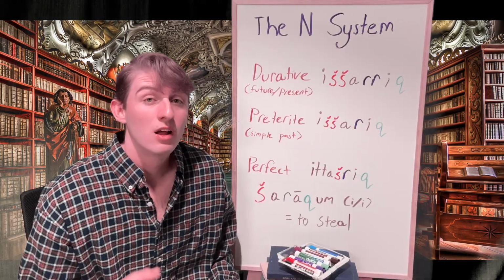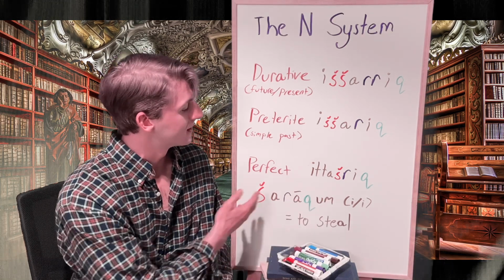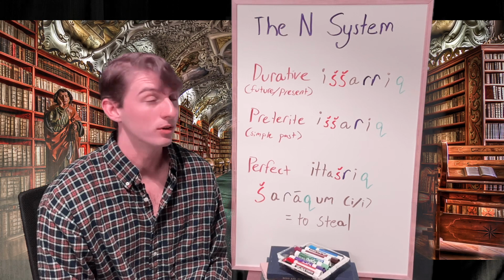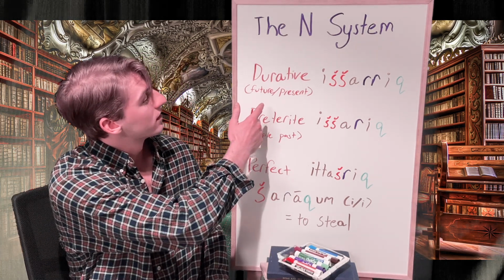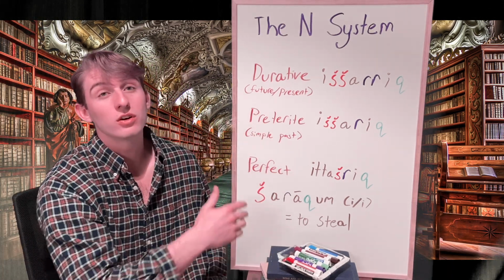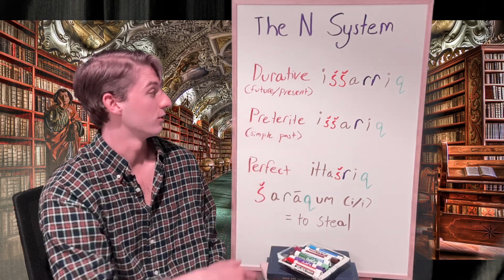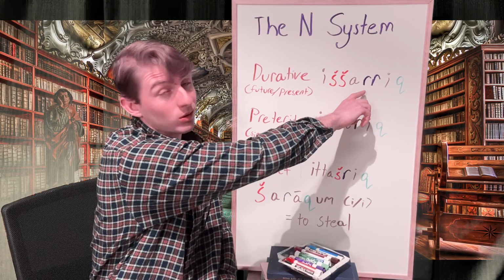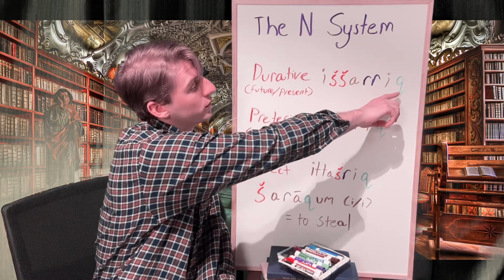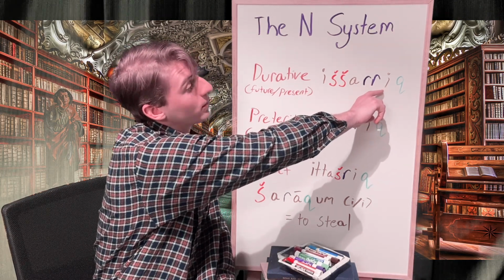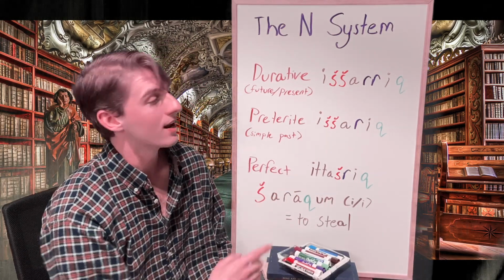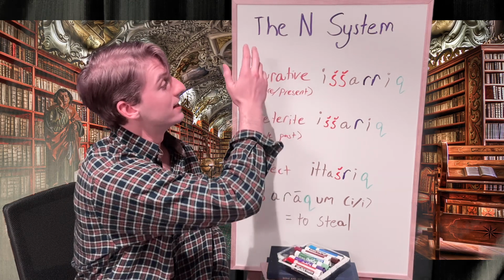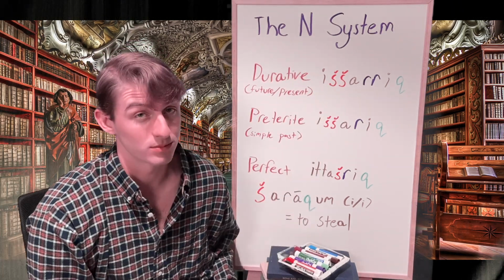Looking at the verb shaaraqum, which means to steal, let's go over how we would translate each tense of an N system verb. So first we have the durative tense, which can be interpreted as either a future tense or present tense verb. And we have a doubling of the Shin, a doubling of the second root letter R, a single Q, and we have this thematic vowel I, which I've added. And it's important to recognize this first root letter is doubled because that's the only thing which differentiates the G system durative from the N system durative.